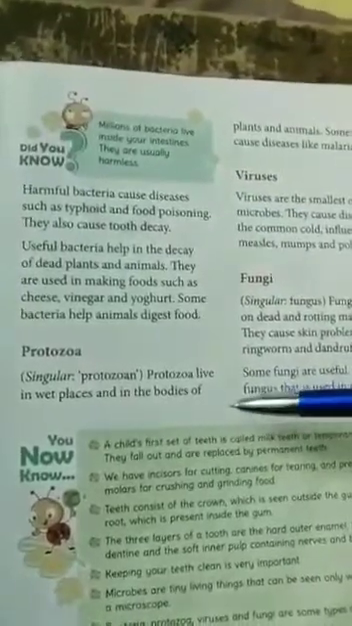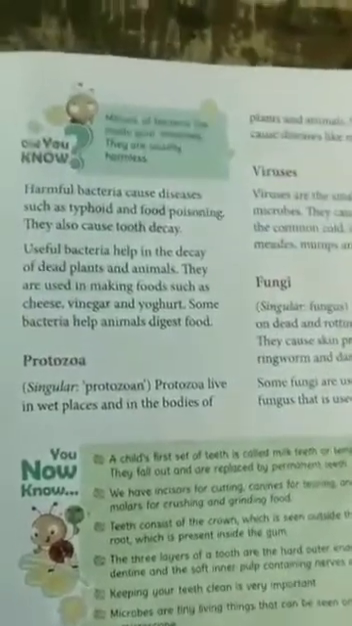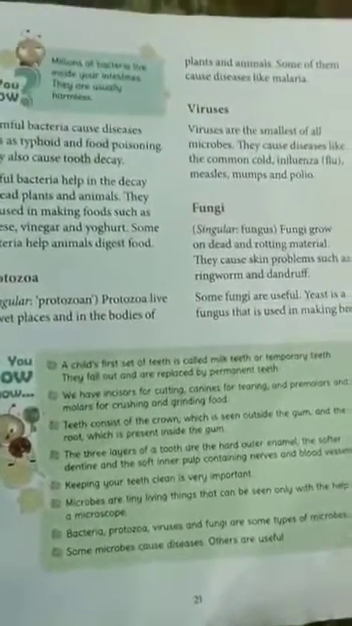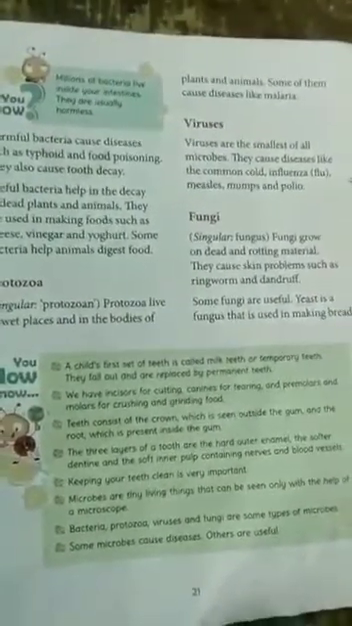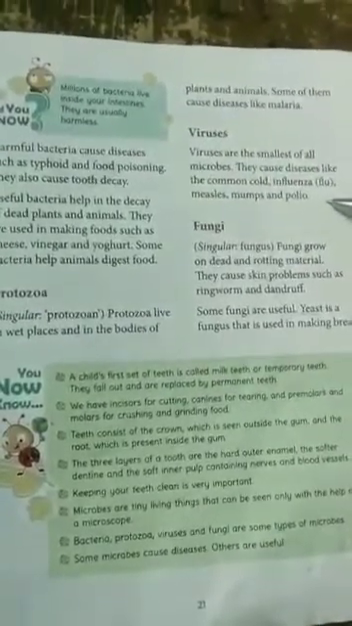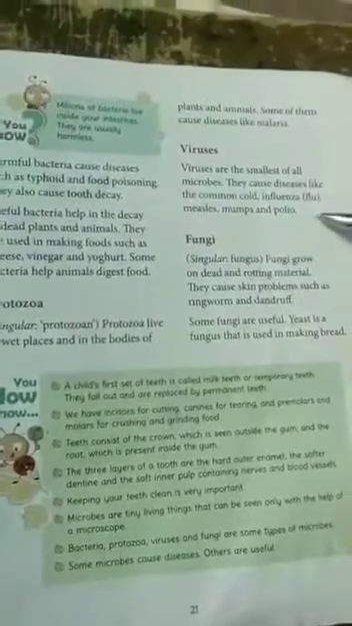Protozoa live in wet places and in the bodies of plants and animals. Some of them cause diseases like malaria. Viruses are the smallest of all microbes. They cause diseases like the common cold, influenza, measles, mumps, and polio.